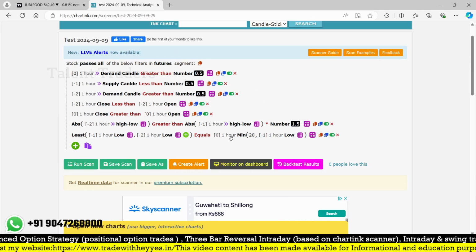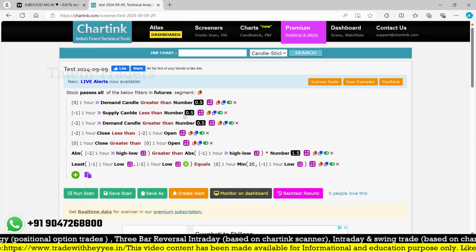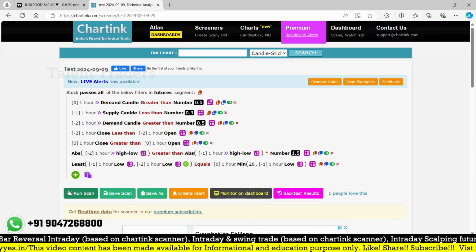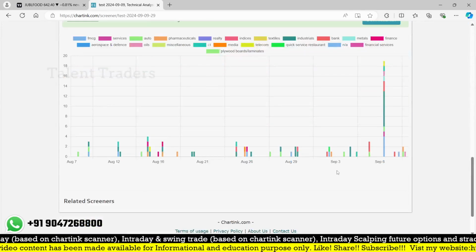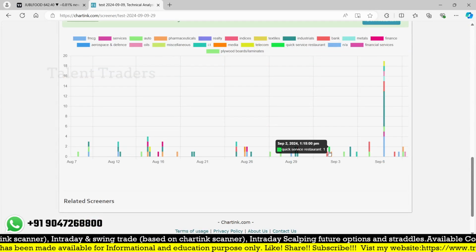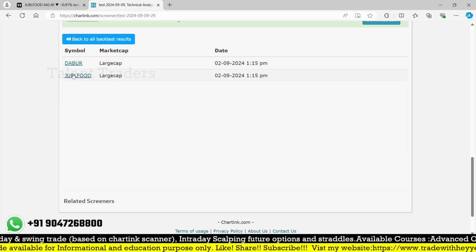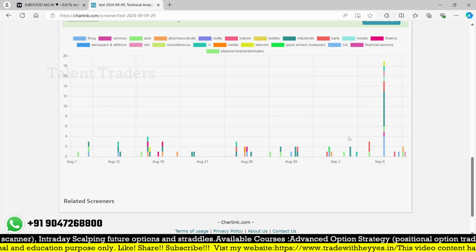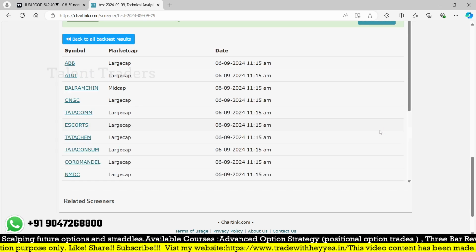Okay, this is an area where I'm finding hourly supply, and you can even reduce the number of things. We already discussed this. Those who are following my videos will understand. If you increase that, on 2nd September, Tower and Jubilant Food would also be stocks. And after that, on this particular day we have a lot of stocks which trigger.